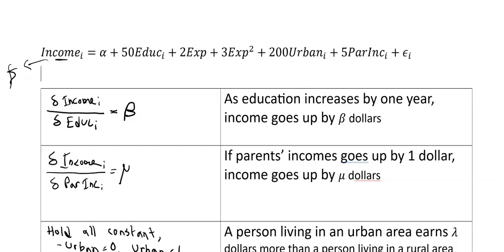So now, instead of delta income over delta educ becoming beta, my number is 50. So I would say if education increases by 1 year, then my income goes up by $50. Same thing with parents' income. Instead of mu, now I have a number, so I'll say it is 5. So if my parents' income goes up by $1, my income goes up by $5.